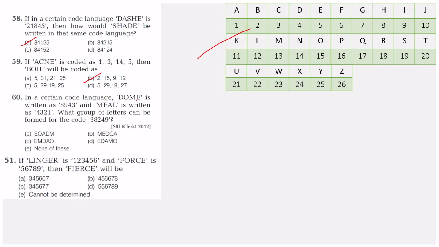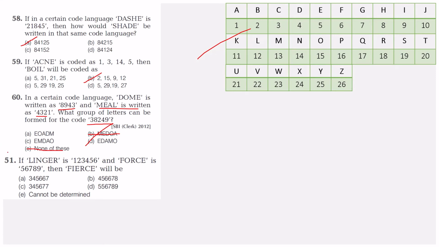60th one. Dome is 8943. Meal is 4321. What group of letters can be 38249? This is even a different question to solve. Let's go through that. So 3 is E, the starting letter. B got eliminated, and even none of this we can eliminate, or we can keep it aside. And 8 is for D, right? 8 is for D, and option D. 60th one, option D, guys.